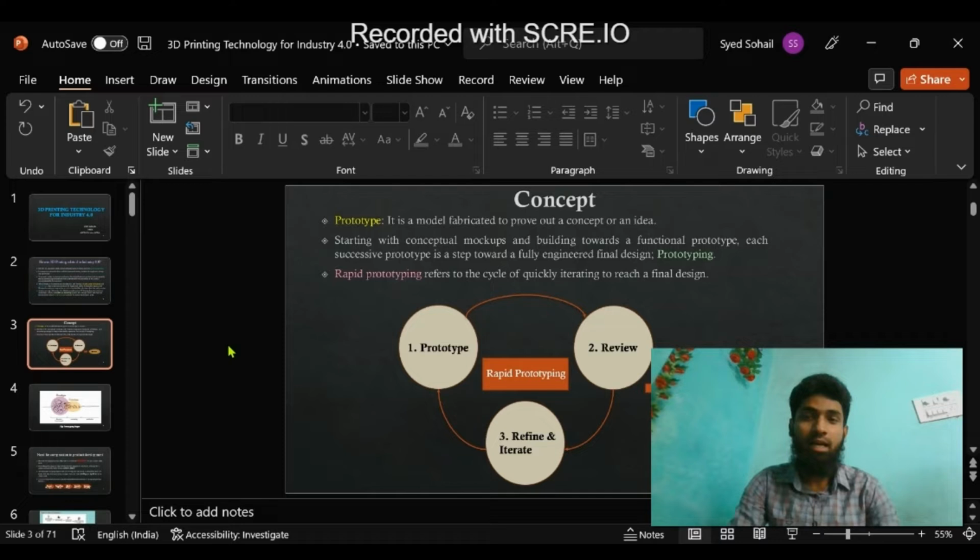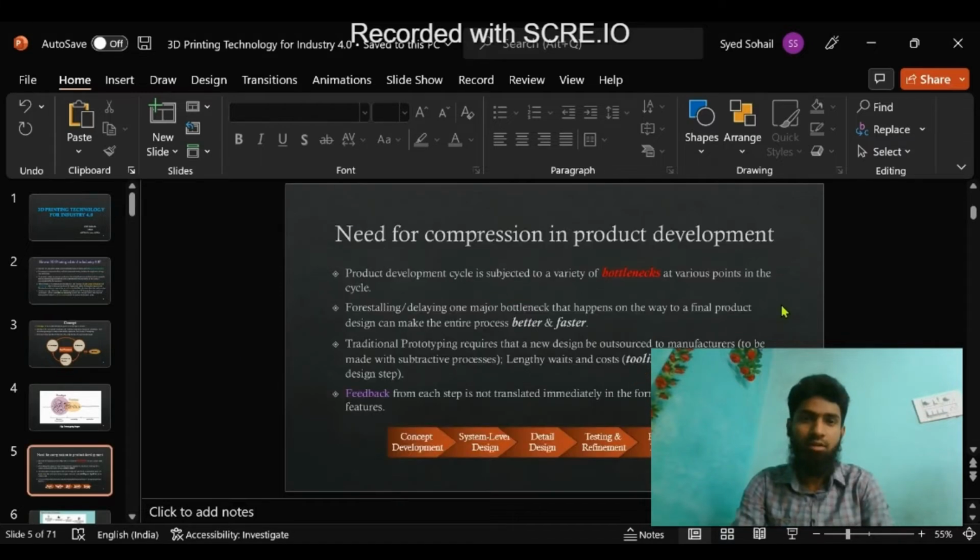And why do we need to compress the product development cycle? That's another question. Why should we have shorter product development cycles? Because we know there are a lot of bottlenecks, as I said. Either the technical feasibility, or whatever the customer is demanding is not possible as per the manufacturing facilities or the manufacturing technology we have. Or it may be that the cost goes very high, which is not acceptable to the client. Then you have to have changes again. So to bring about those changes and to effectively convey to the customer or the client, you have to have prototypes being produced faster.